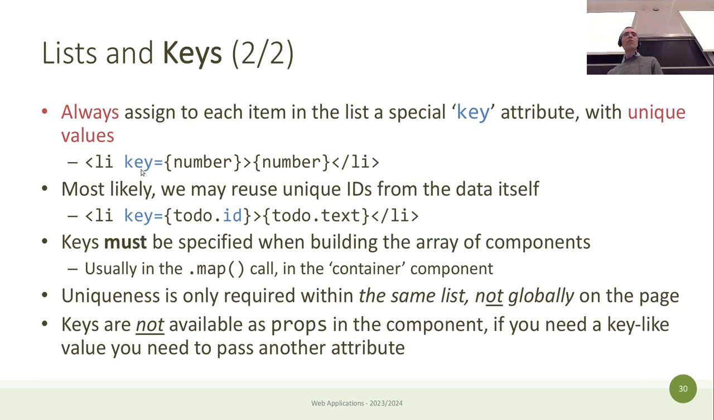And so how do we specify this? Well, simply we add key equal to something. It can be a number, it can be a string, it can be anything. The important thing is that it is unique, okay? And for instance, if we have a unique ID from our data, that's fine. Or otherwise, we will define a unique ID in some way, okay? The uniqueness is required only in the same list, not globally in the whole React application, so this is good news for us. And unfortunately, this key is not available as props, and so if we need the key, we need to pass another attribute with the same value, okay?